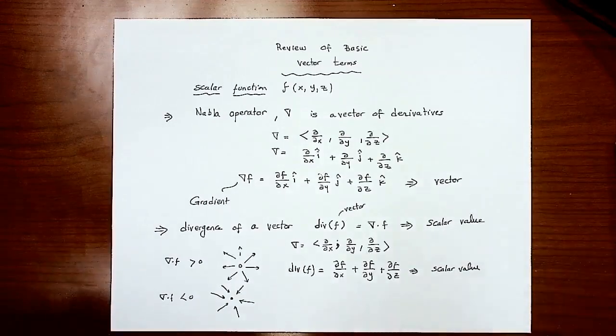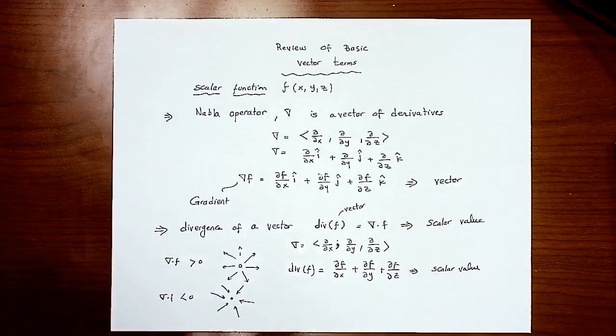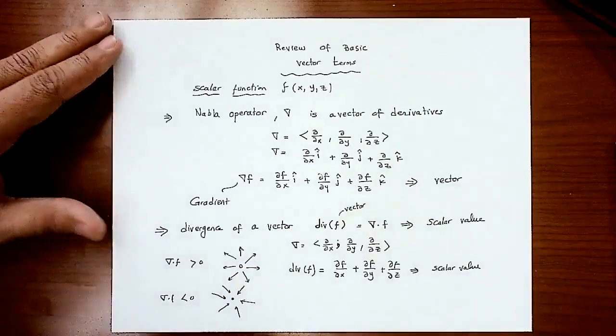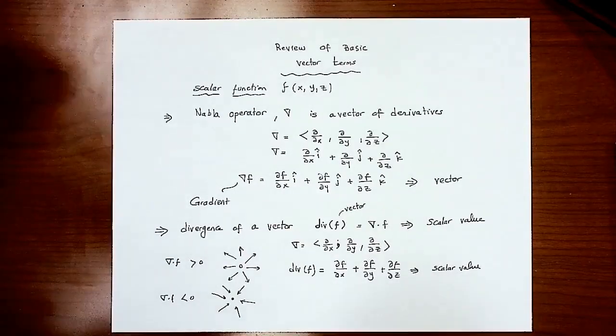If the divergence equals 0, it's neither convergence nor divergence, which means that the fluid is moving in parallel, the streamlines are moving parallel to each other. So that's simply what we can gain from applying the divergence of a vector in fluid mechanics.